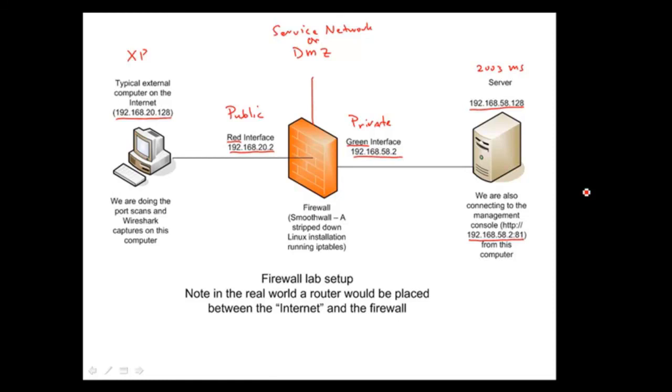Now, in this case, we only have one internal machine, and it happens to be a server. In the real world, we would have many different machines internally, but only some of them, only the servers, and maybe even then, only some of the servers would need to be made accessible to the outside, to the public. So I just wanted to point out to you that just because we only have one server in here, that doesn't mean that that's all that we're going to have in a real situation.